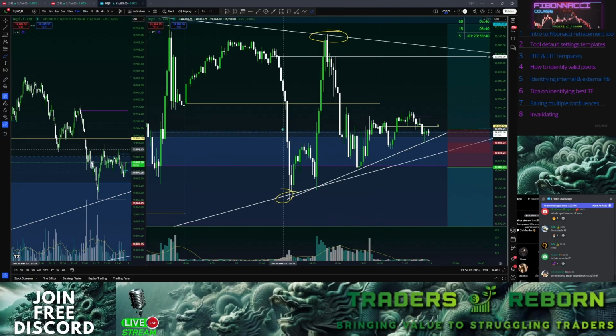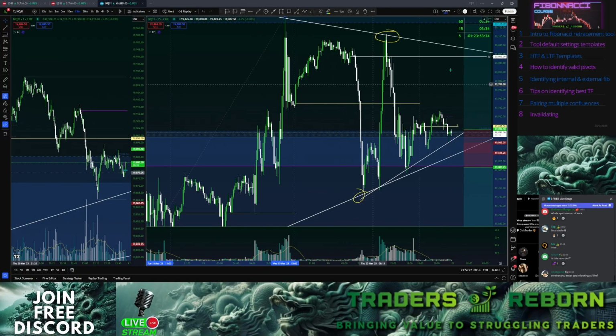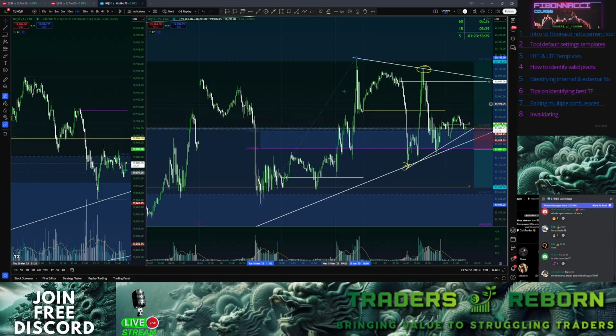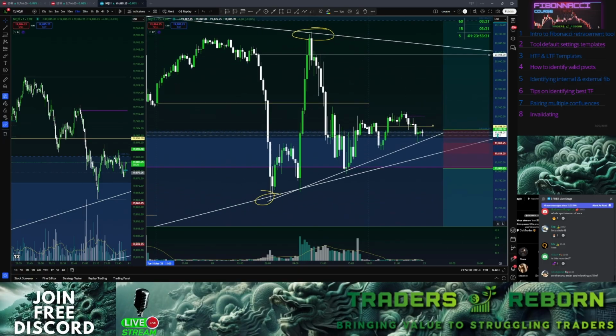But check this out. We already have this fib, I think. Where is it? Is it this fib? Nope. See, this fib right here is from the larger time frame. It's from here to here, right? But here you are on the 15 minute, and the most obvious pivot points are here to here.